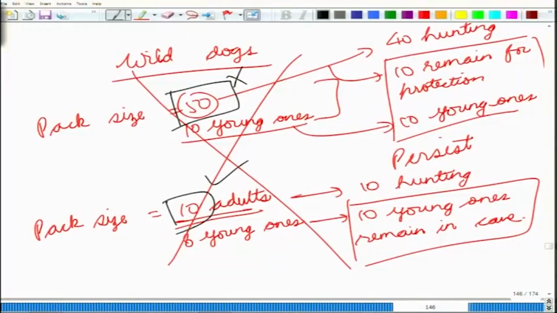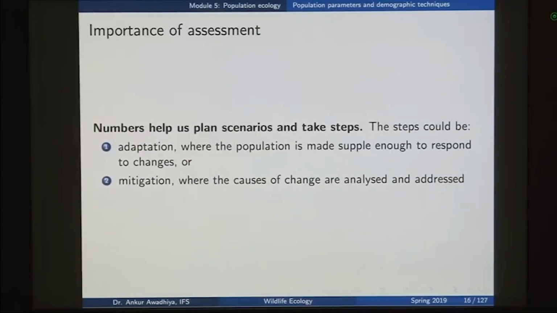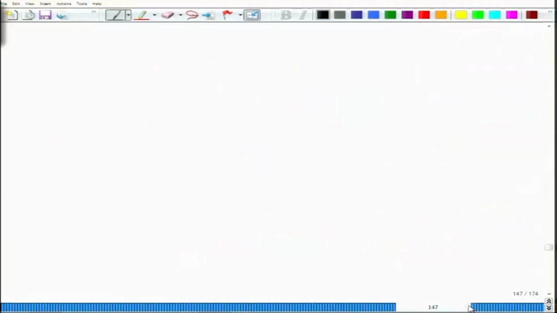Now, to understand whether your population is at a scenario where it can suffer from these behavioral problems, Allee effects, or genetic problems and so on, the first thing that you need to know is how many individuals are there in the population, which makes population assessment extremely crucial. Population assessment also helps us to plan scenarios and take steps. So, when we say planning of a scenario, what do we mean?